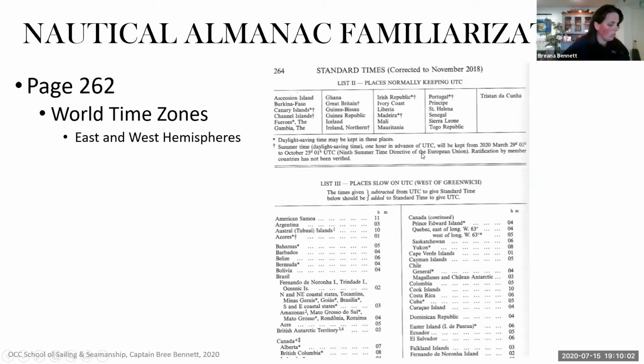262, we have our world time zones. So that is different countries around the world, what time zones they are in. We're going to learn tonight, our quick reference is to just divide our longitude by 15, and the nearest whole number of whatever that is gives us our zone description. But if we know we're off the coast of one of these places, they are normally keeping these zone descriptions.